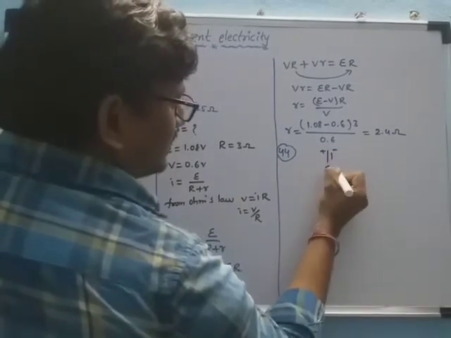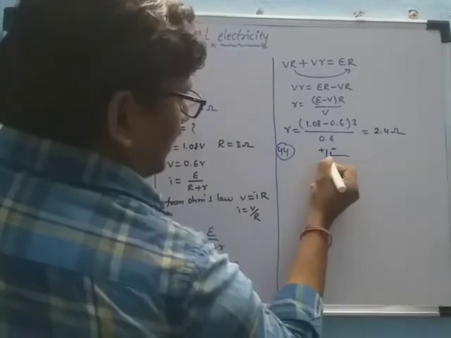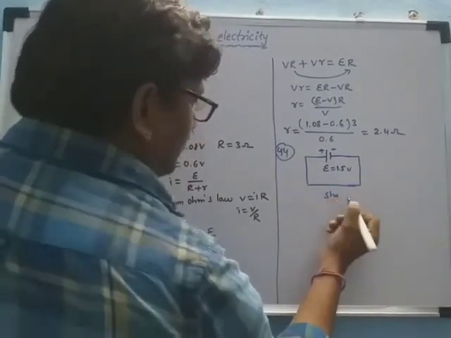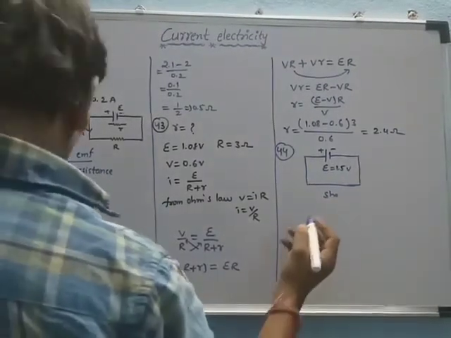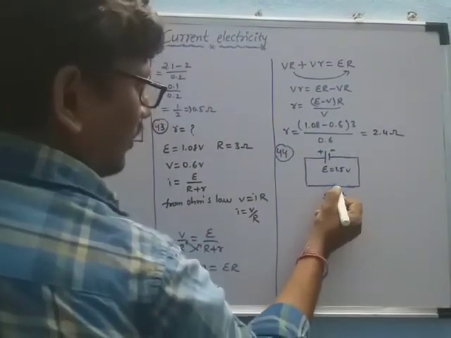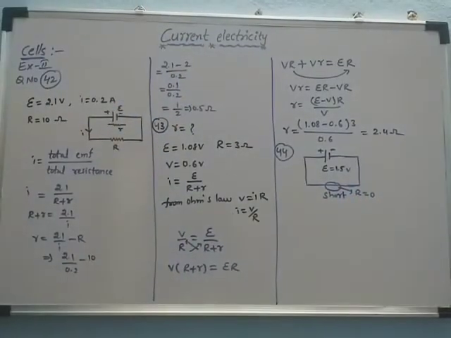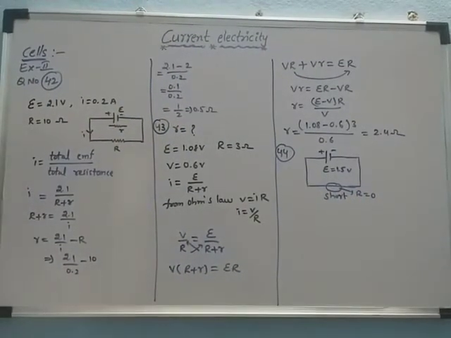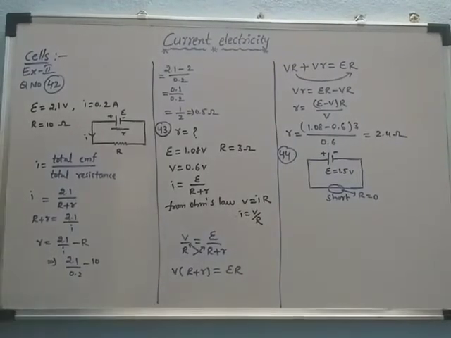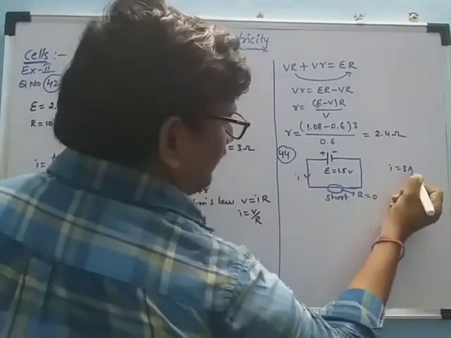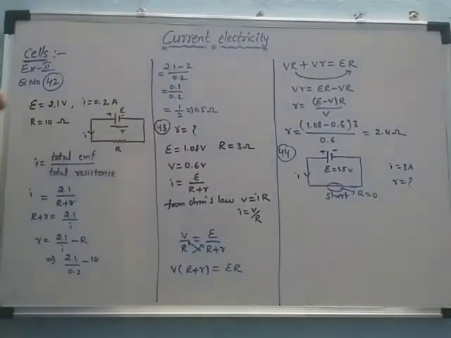Now its EMF is given as 1.5 volts, and it is connected to a short circuit. What is the short circuit here? A short circuit means the external resistance becomes equal to 0. The current flowing is 3 ampere. Then find out its internal resistance.